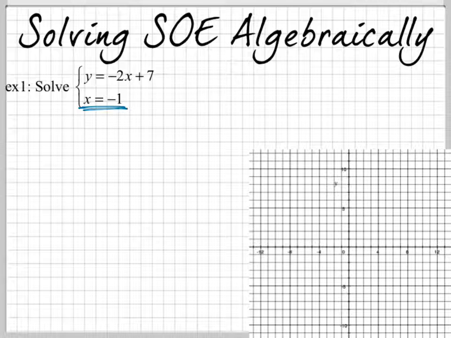The answer is going to be a point, right? A set of coordinates. It's going to have an x number and a y number. That's going to be our answer. Well, we already have the x. The x is -1. So put -1 right there. In fact, if I graphed x equals -1, that would be right here.